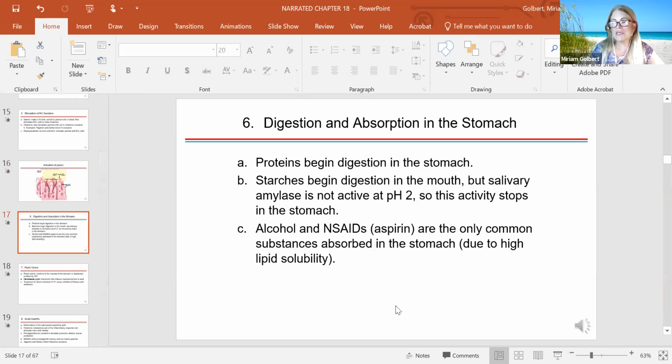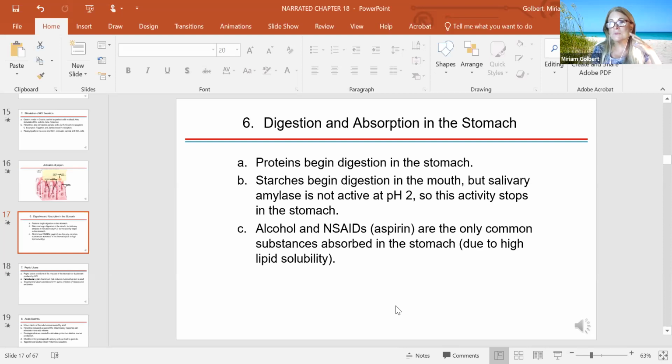So there's only two things that we absorb in the stomach, alcohol and aspirin. So these are the only substances. That's why they say you can get drunk on an empty stomach, because you're not slowing down the absorption of the alcohol. It just goes straight into blood, right?